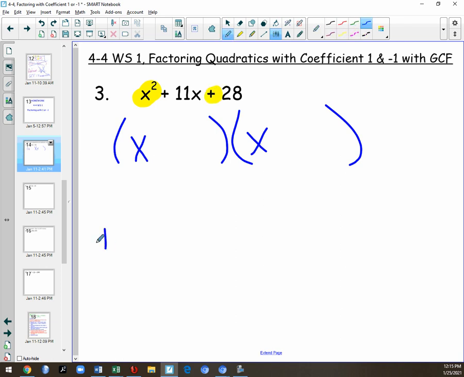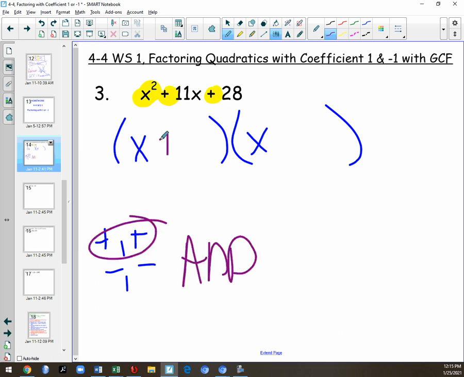The last term is a positive, so I get a plus plus or a minus minus. How do I know which one to do? Look at the middle sign, and that means it's going to be plus plus. That means you are going to add.